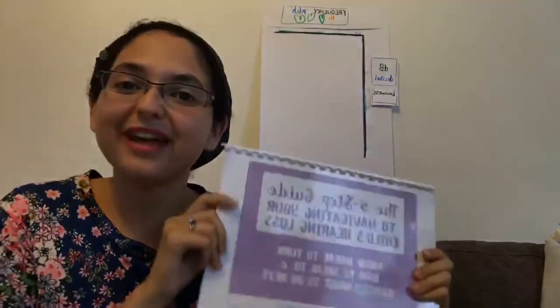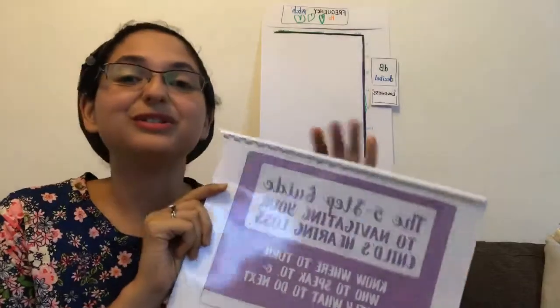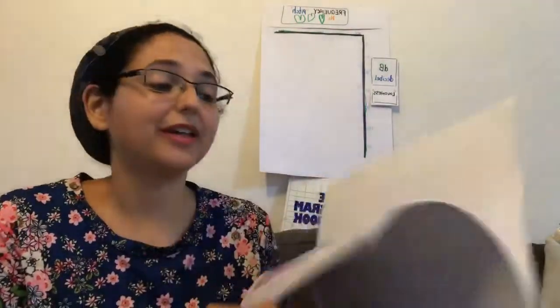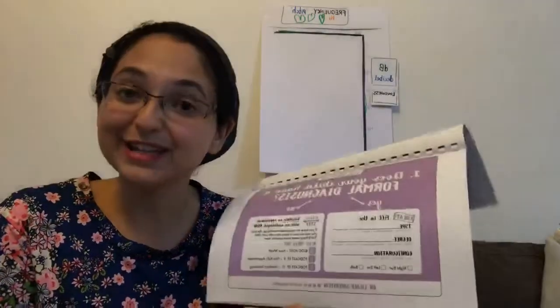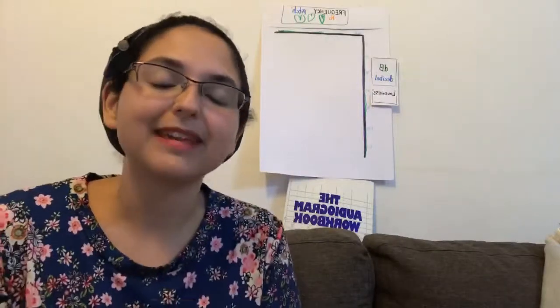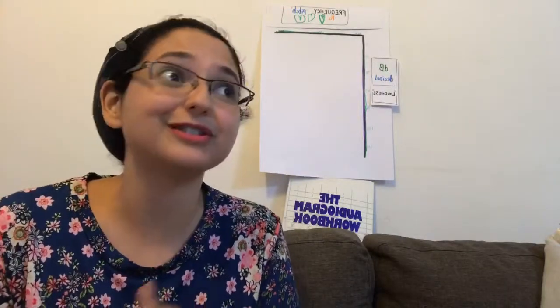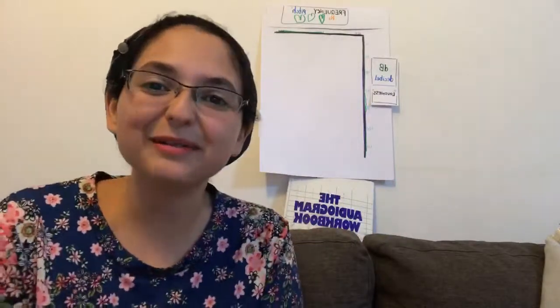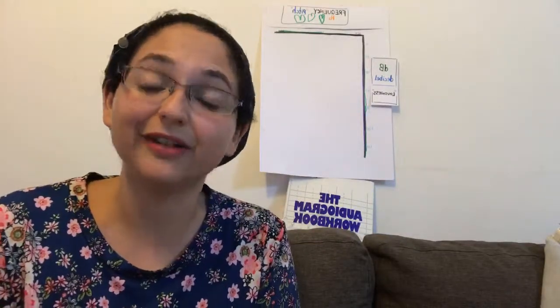I'll remind you that this is the 5-step guide to navigating your child's hearing loss, and it's a free printable with questions for you to answer to help you through the journey. This week we're going through the different questions in these lives to help you work through some of the questions along this journey, because there's so many things going on at once, it helps to break it down. So today we're going to be talking about how to read an audiogram.